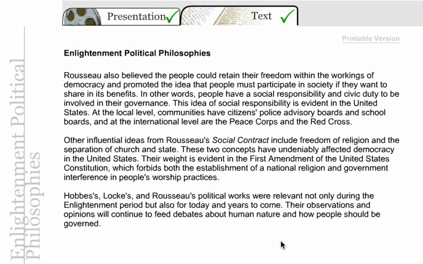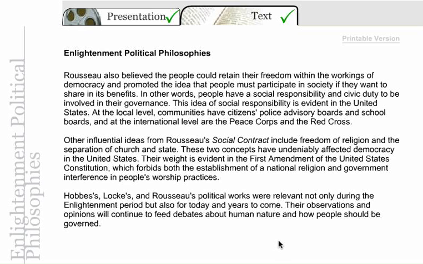And this is something that we do right now. That's why we're taking this class, so you can understand how this all works. So Rousseau writes a document called The Social Contract. And he talks not only about people participating in government and being civic-minded and looking out for the best interests of the citizens, he also talks about the importance of the separation of religion and state. Church and state need to be separate.